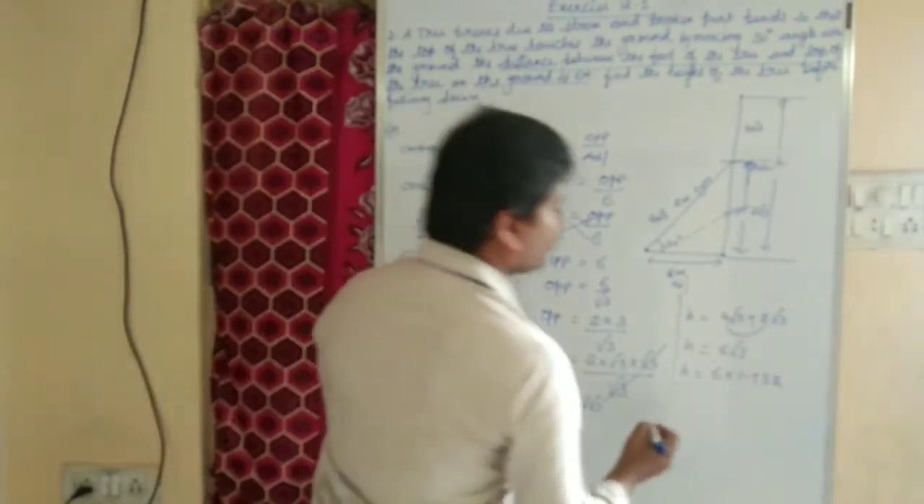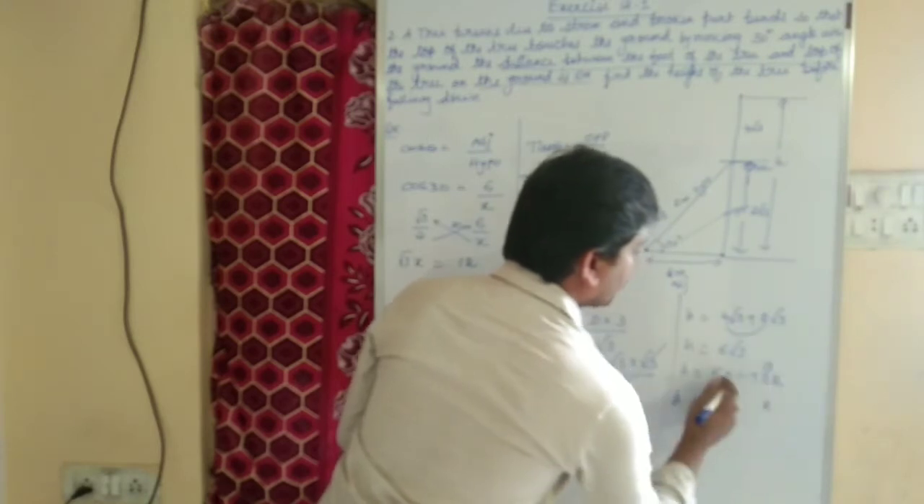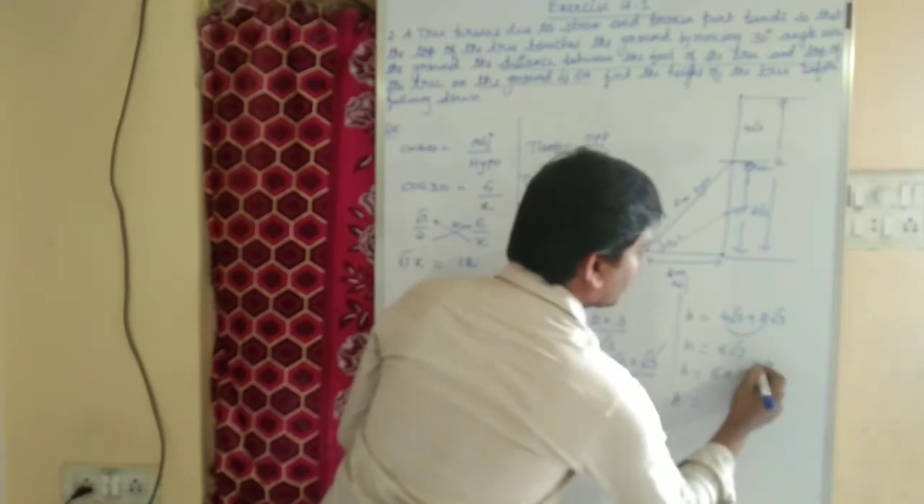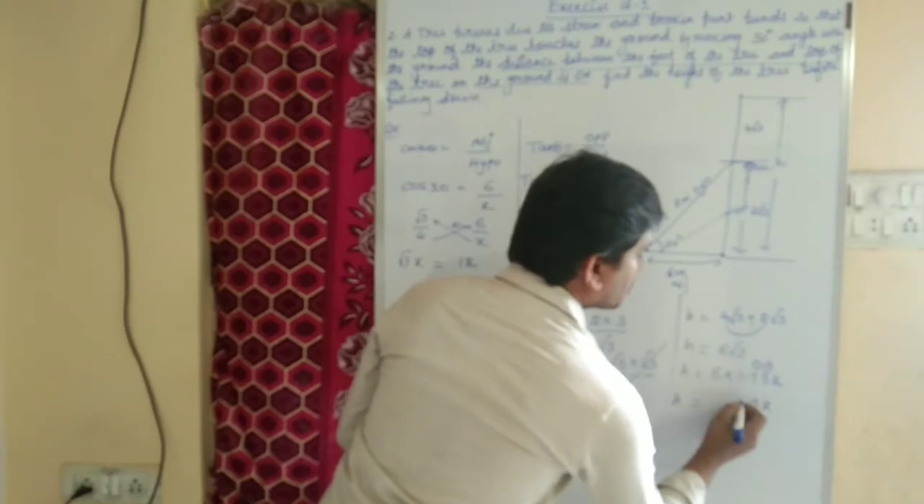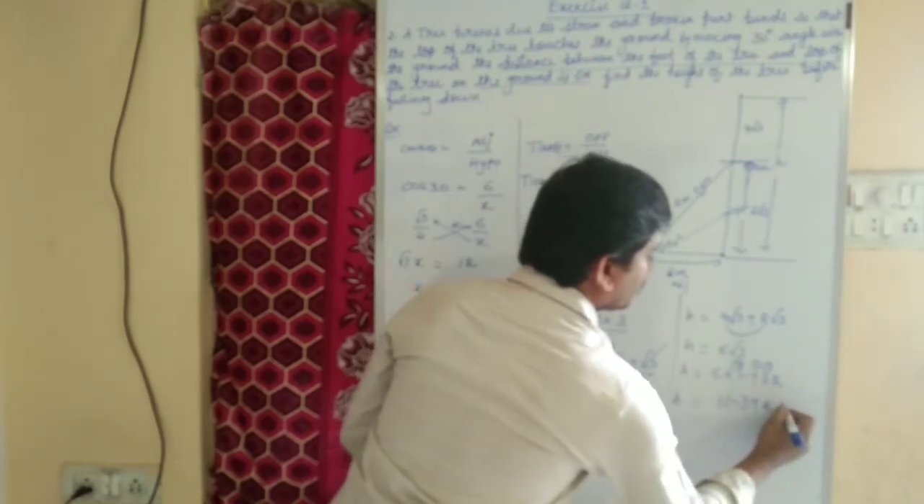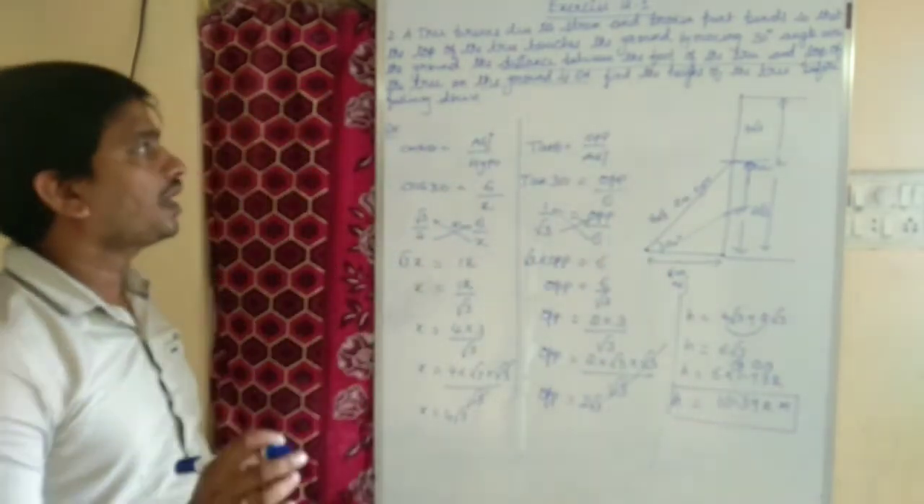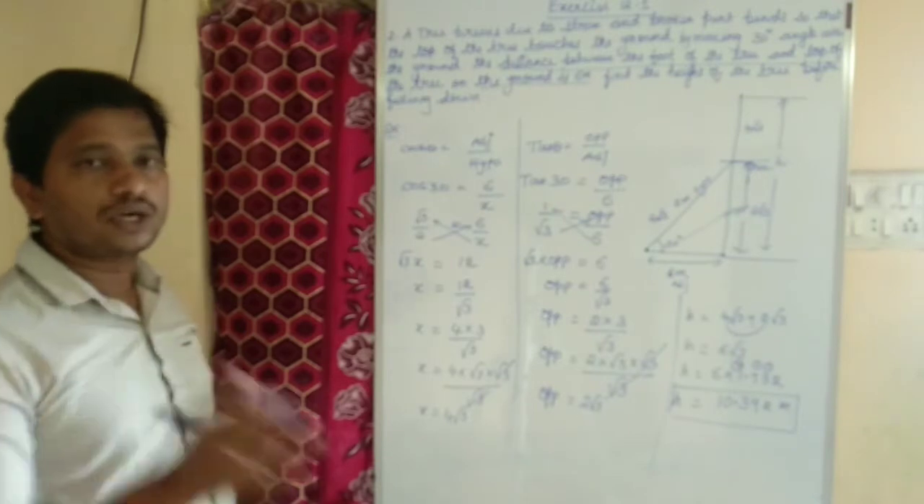So 6 into 1.732. 6 twos are 12, 1; 6 threes are 18 plus 1, 19; 6 sevens are 42 plus 1, 43; 6 ones are 6 plus 4, 10. So what is the height of the tree? It is equal to 10.392 meters before falling down.